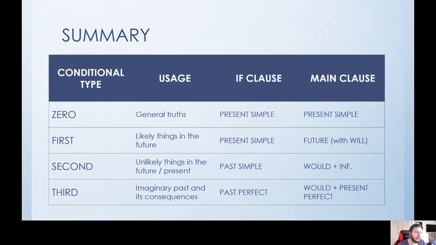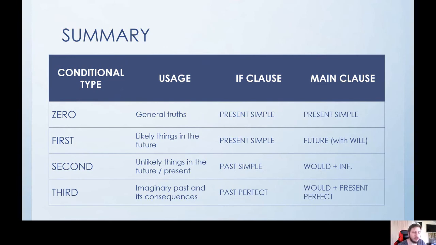That's always true. We use the first conditional when we talk about likely things in the future. Okay, so the first conditional, something that probably will happen in the future. Okay, likely things in the future. Second conditional, those are unlikely things in the future or present. Okay, something that probably isn't going to happen.